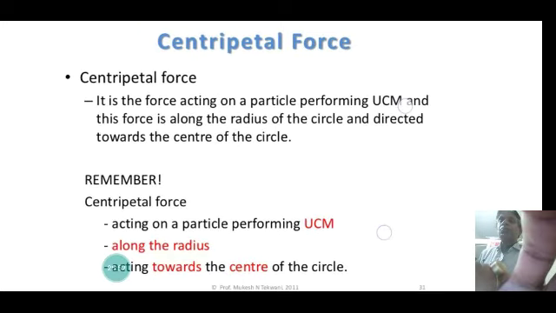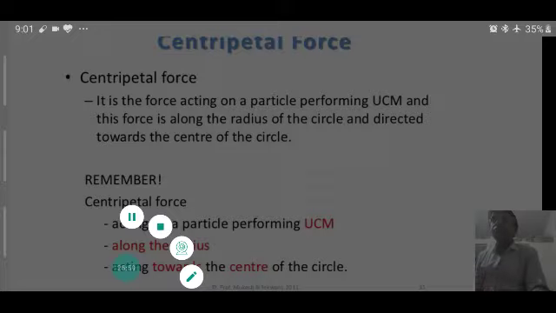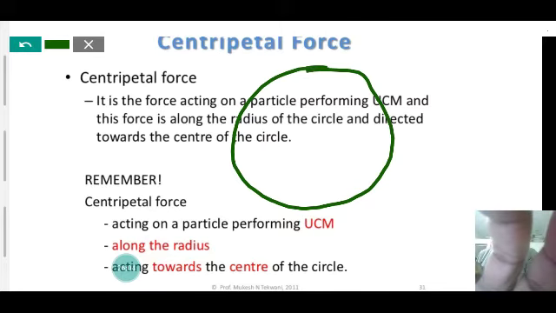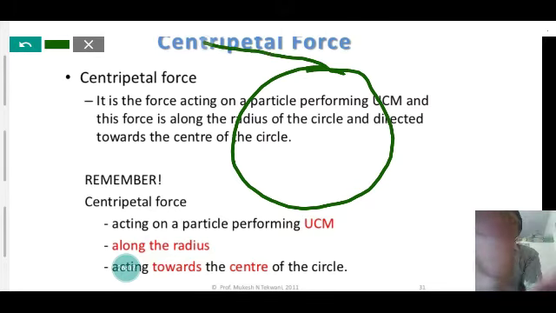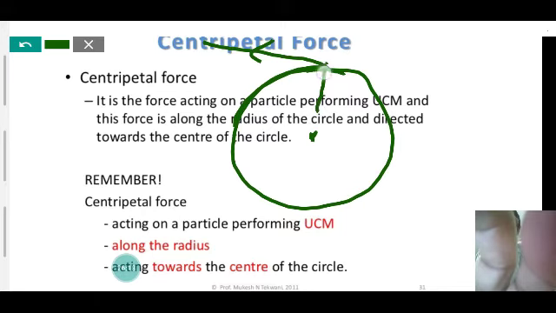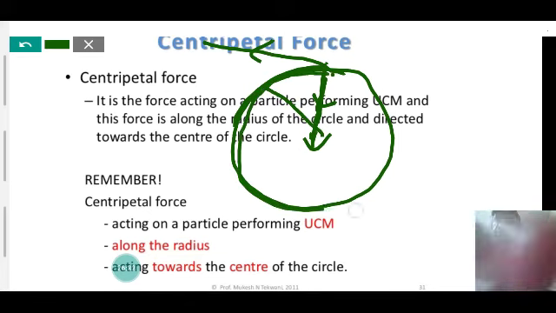Now again, one concept is very important. What is the centripetal force? When an object is moving in a circular path, the direction of velocity at that point is in the tangential direction, and some force is also acting on the object toward the center. This center-seeking force acts toward the center at every instant of time when the object is moving on a circular path.